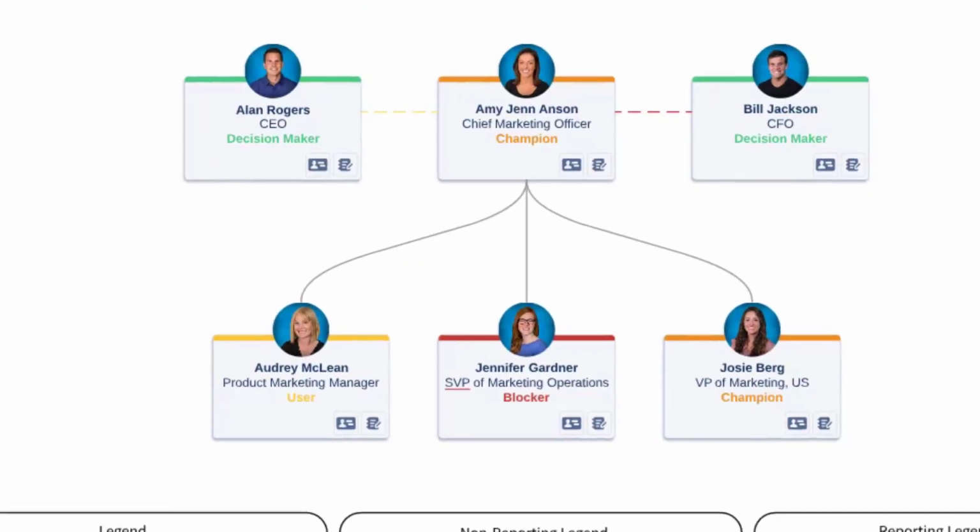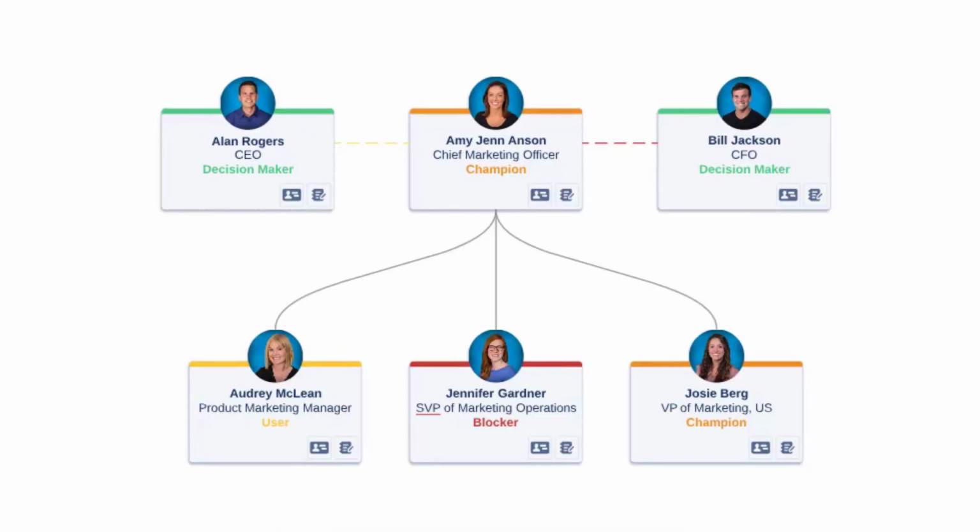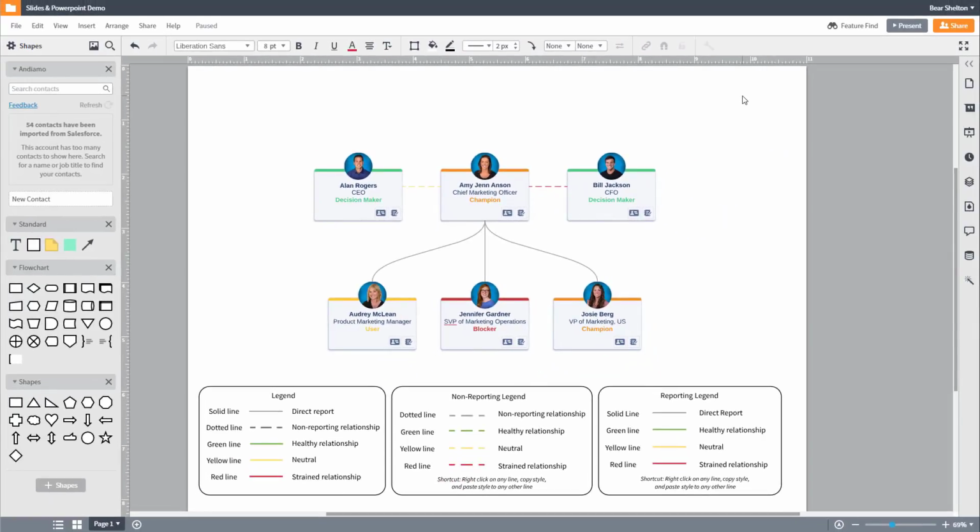On this diagram, you can see that we have a reporting structure displayed. I've chosen to display this with solid, curved lines. If I want to show how healthy each one of these reporting relationships are, I can simply color code them red, green, or yellow. Red typically indicates a strained relationship, yellow is neutral, and green is a healthy relationship.